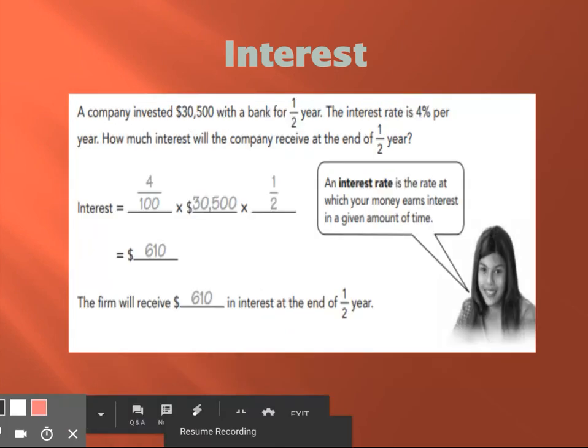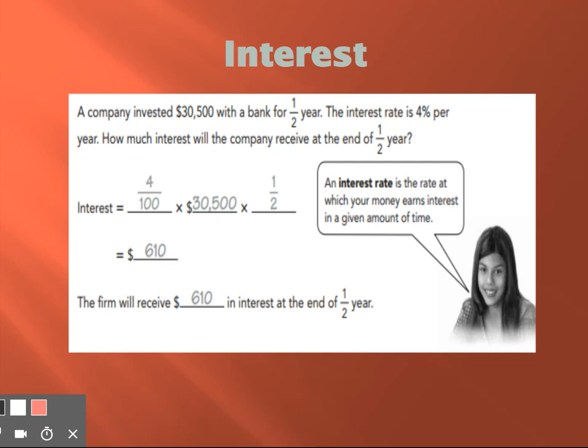Here in this example, we're going to calculate interest of an investment over a different amount of time. So I wanted you to see an example problem of that. So the company invested $30,500 with a bank for half of a year. So the time is different. And the interest rate is 4%. So first we're going to turn our interest rate into a fraction. You multiply it by 30,500, but this time we're multiplying it by half because it was half of a year.